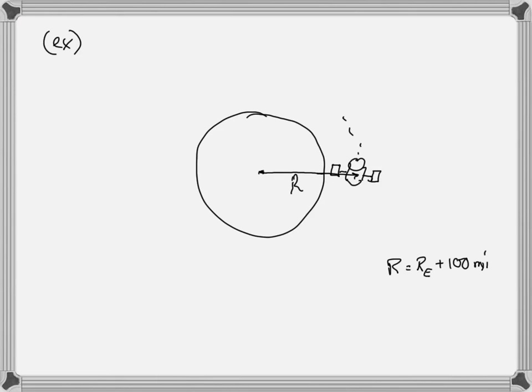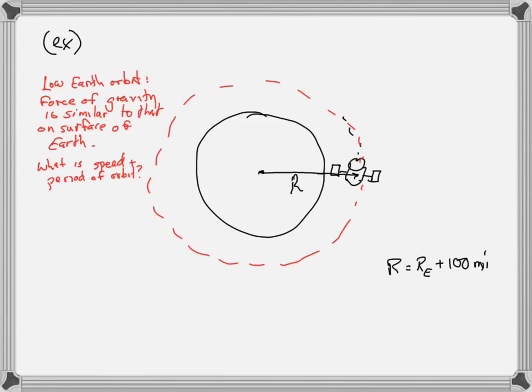So it's orbiting the Earth, and I want to know how fast it's going and what the period of orbit is, how long it takes to go around the Earth. First of all, remember why a satellite orbits Earth. Why does a satellite orbit Earth? Or why does the Earth orbit the Sun? Or why does the Moon go around the Earth? Why does anything orbit anything else?